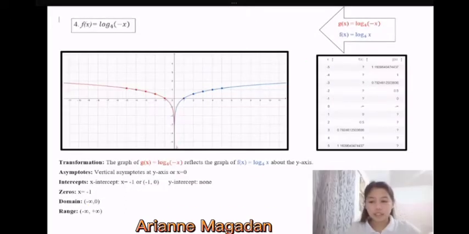Number 4, f of x equals logarithm base 4 of -x. This is our table of values and this is our graph. In our graph, the red one represents our logarithmic function, g of x equals logarithm base 4 of -x, and the blue one represents our parent function, f of x equals logarithm base 4 of x.